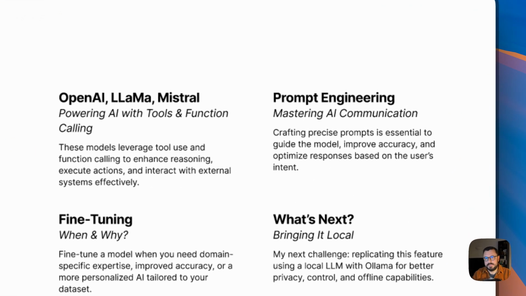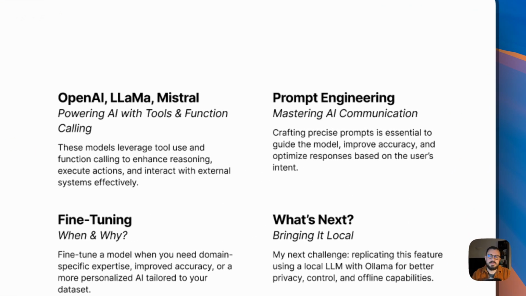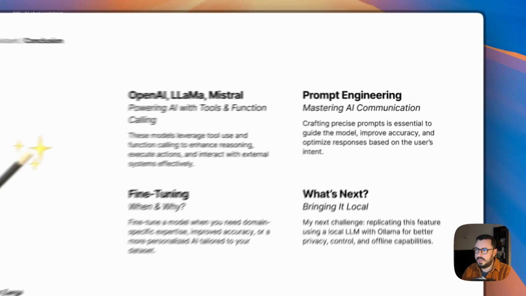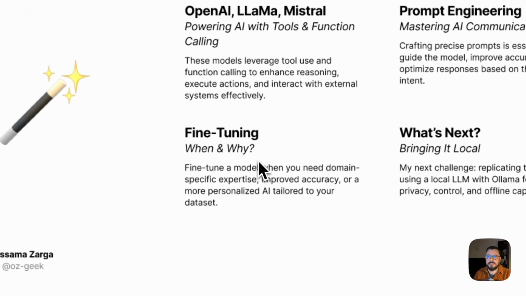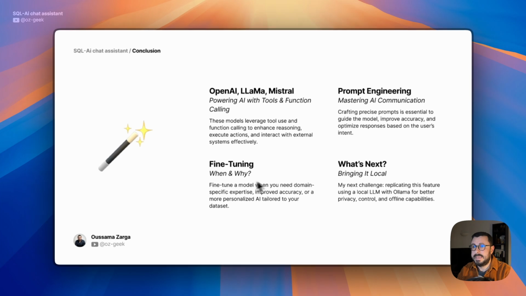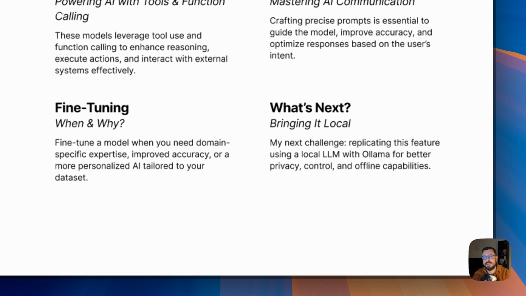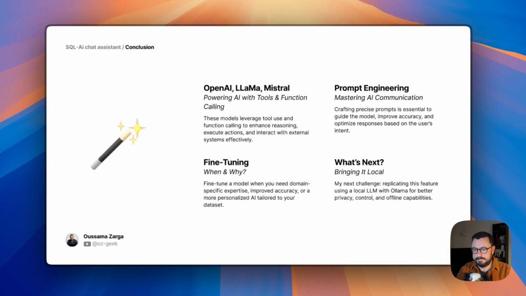Crafting the right prompt is essential. To use AI effectively, we need to understand how these models are trained and go through trial and error to find the best approach. Fine-tuning: when and why. Fine-tuning is useful when you need a model to be more specialized. Maybe for our case, a fine-tuned model would be a very good idea. Now, what's next? My next challenge will be building this tool with a local LLM, using Llama for example, for better privacy, control, and offline capabilities.